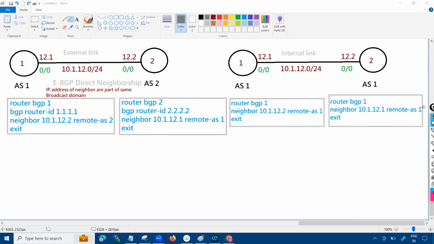Guys, anyone has a question till this point in the neighborship part? No, sir. No, it's all good.